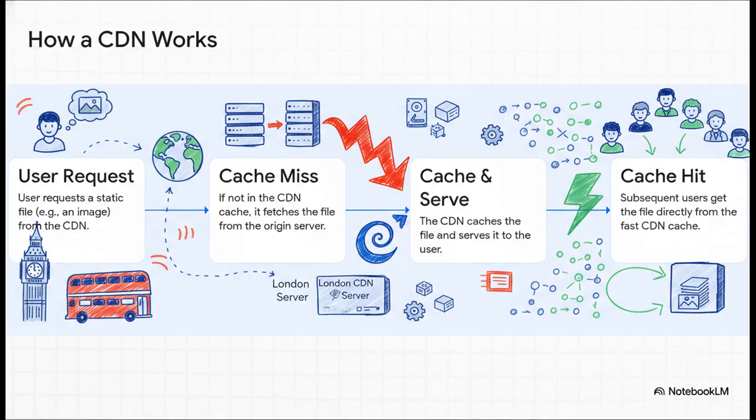So let's see how it works. Imagine your main servers are in the US, but someone in Japan tries to load an image. Instead of that request traveling all the way across the ocean, it gets routed to a CDN server that's right there in Japan. The very first time, that Japanese server might have to fetch the image from the US. But after that, it keeps a copy. Now every other user in Japan gets that image almost instantly from the local server.